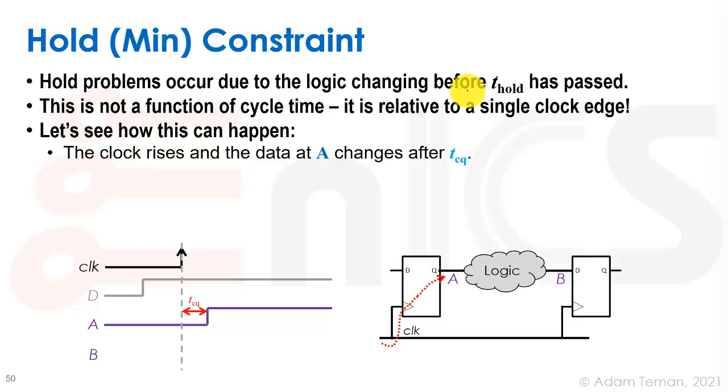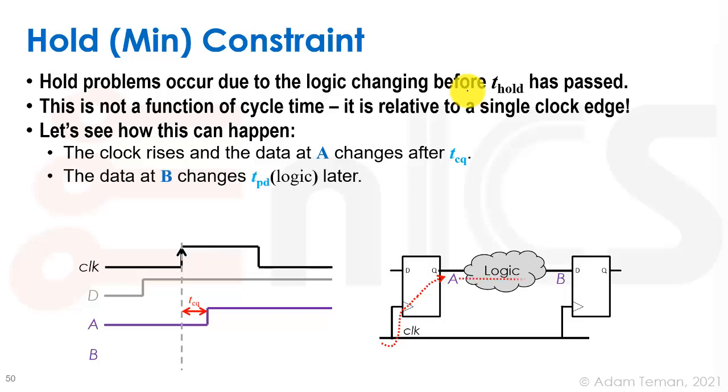Okay, so the clock rises and TCQ afterwards, the data at point A changes. Then we again propagate through logic. Now this is going to be very short logic, right? This is a short path. Maybe it's just a single inverter. Maybe there isn't even an inverter there. If we have a shift register, for instance, it'll just be a wire there. So this is going to be a real short delay. But then at point B, the data will change. And what did we have to make sure?